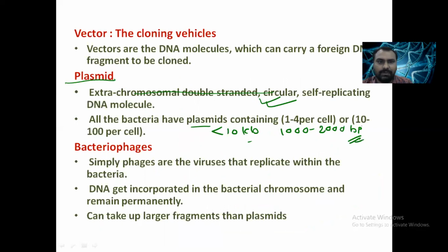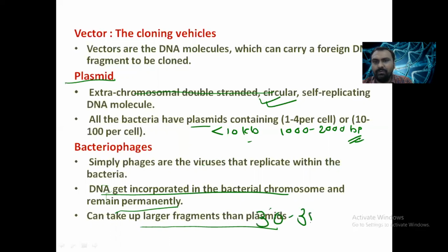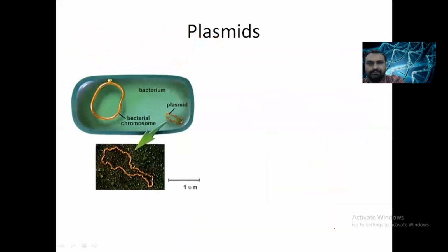What is a bacteriophage? It is a virus that kills bacteria, so it is named bacteriophage. The DNA of this virus gets incorporated into the bacterial chromosome and remains permanently. It can take up a larger fragment than the plasmid. Around 30 to 35 kilo base pair fragments can be inserted with the help of a bacteriophage.